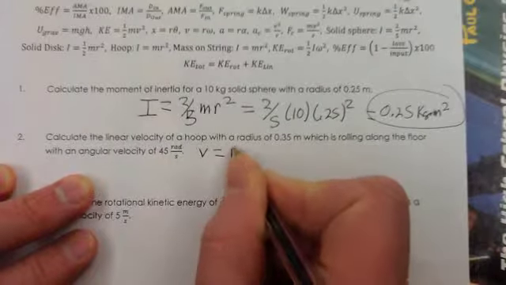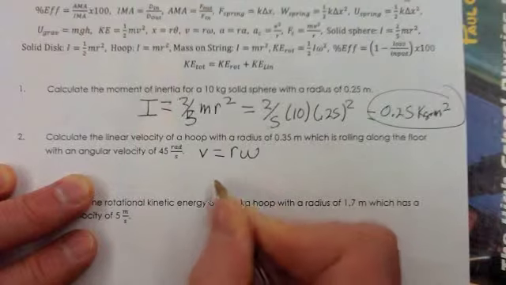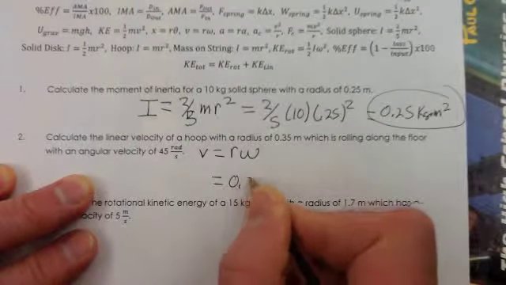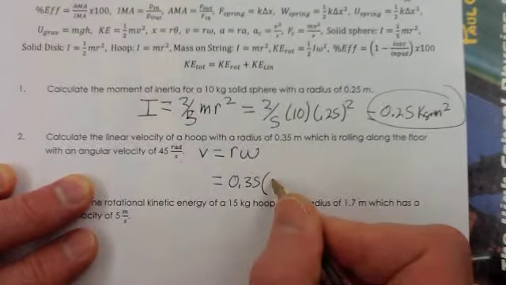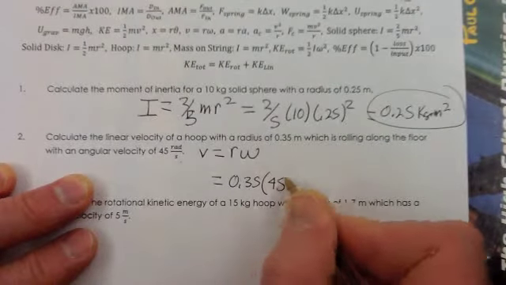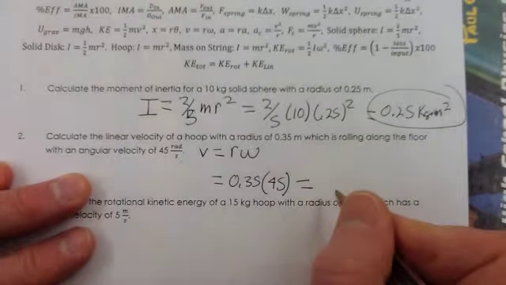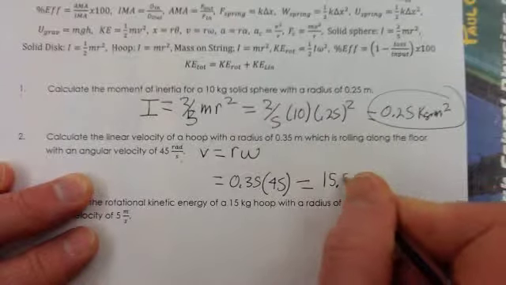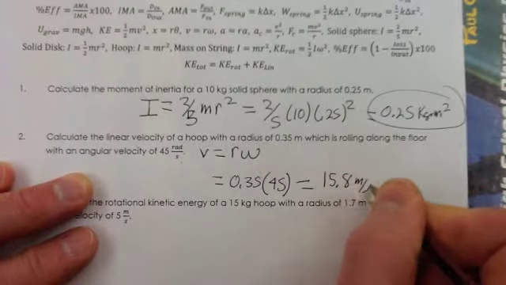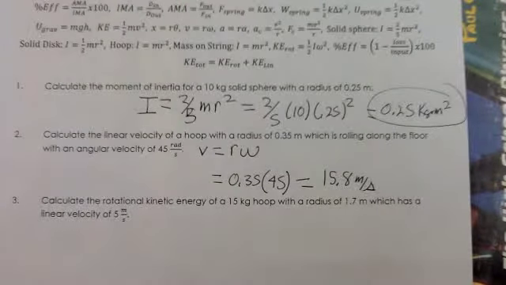So my velocity equals my radius times my angular velocity. So that's 0.35, and again I gave it in radians per second, so I don't have to change anything. And I multiply those together, and I get 15.8. And that's meters per second. The radians just go away.